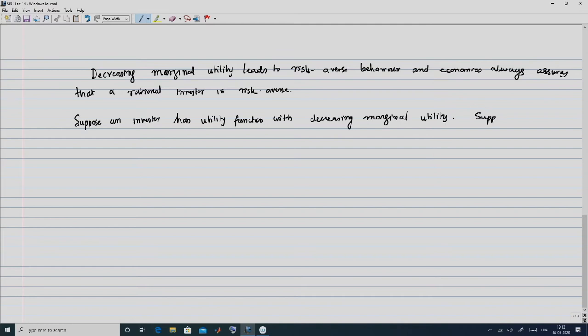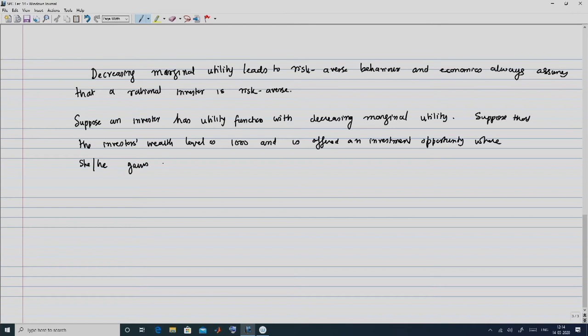Now, suppose that the investor's wealth level is 1000 and is offered an investment opportunity where the investor can gain an amount of 300, let me identify it with some z tilde, with probability half, or lose 300 with probability half. And now this investor is risk averse, because I have said it's a decreasing marginal utility.